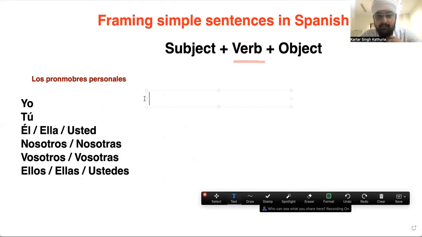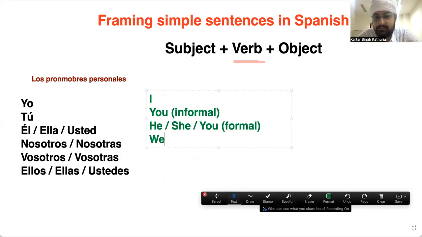Yo means I. When I am doing the action, tú is you. But in Spanish, we have two types of you. One is formal and one is informal. This one is informal. Like in Hindi also we say tum, tu. The same way, informal. Él is he, ella is she, usted is you, but formal.